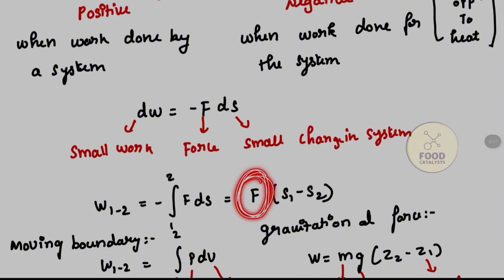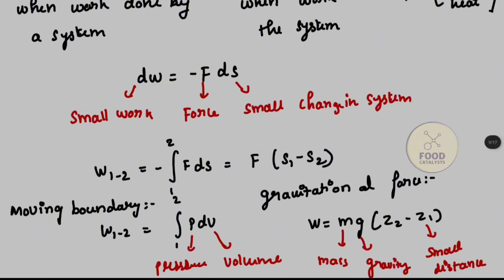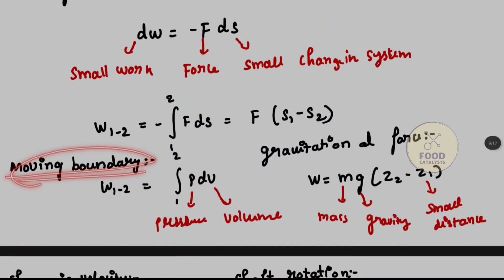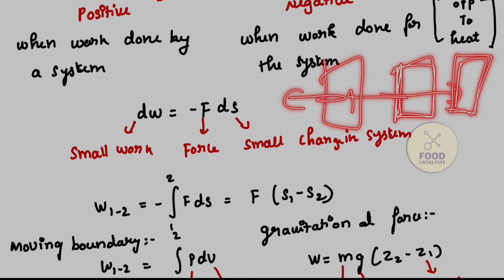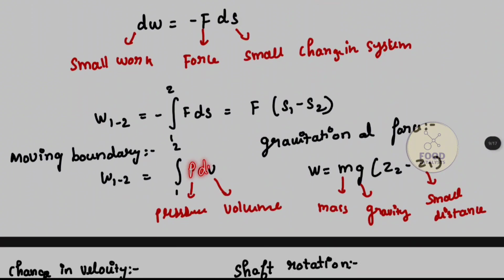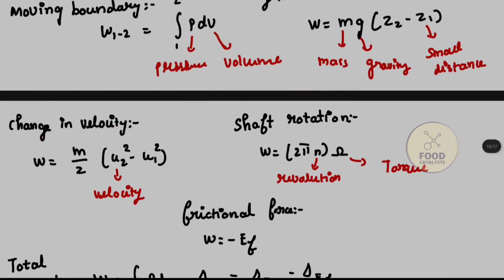Now I am going to consider a few of the forces. I'm going to replace the F. First I'm going to replace it with a moving boundary. If the boundary is moving, it is not just a closed system, it's a moving closed system. If it is a moving closed system, then pressure is involved along with the volume, so the integral from 1 to 2 of P dV is involved. If gravitational force is involved in the force, then it is mg (z2 minus z1), where z is a small distance. If velocity change is involved, then m divided by 2 times (u2 squared minus u1 squared), where u is the velocity.